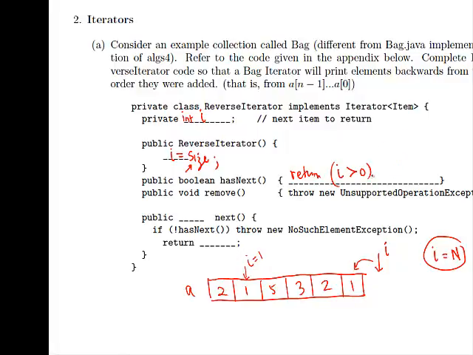Now, once again, notice that this is a very good condition: not i greater than or equal to 0, but i strictly greater than 0. For example, we know we are starting from i equals n. If n happens to be 0, then i greater than 0 is false, because i would be 0. If i equals n and n is 0, then this is false. So this means hasNext returns false. That's what you want. If you have an empty collection, you don't have anything to return.